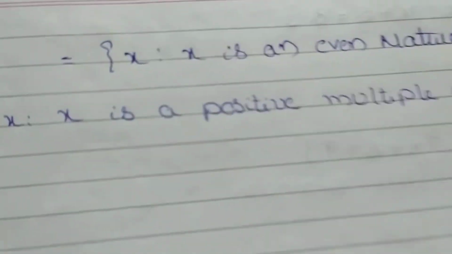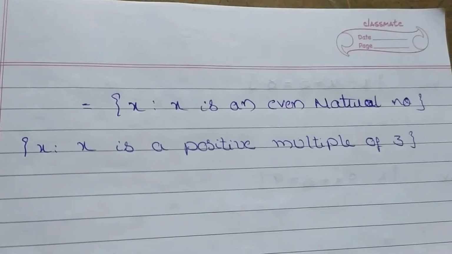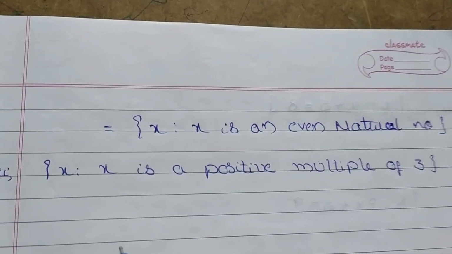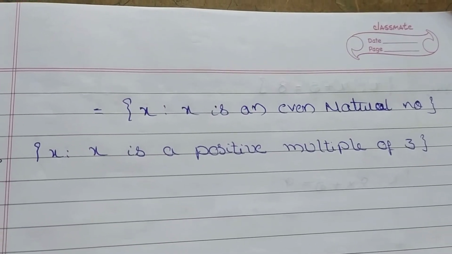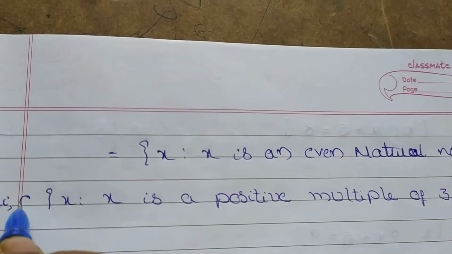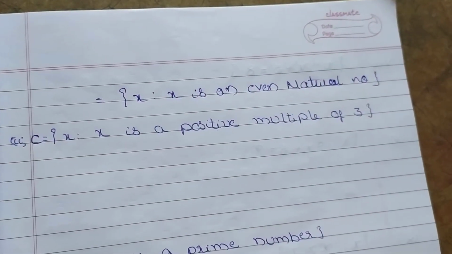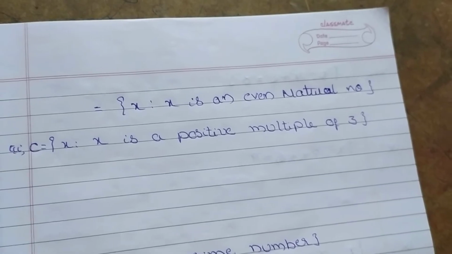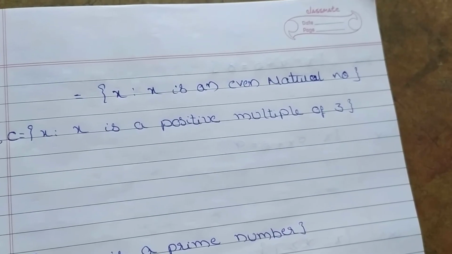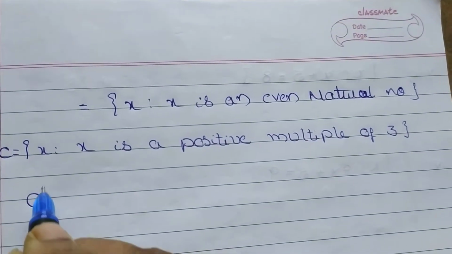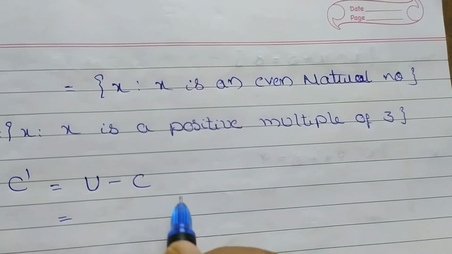Now, the third one, x such that x is a positive multiple of 3. If I remove all the positive multiples of 3, the remaining will be in this complement. So let C equal to x such that x is a positive multiple of 3. Multiple of 3 means 3, 6, 9 and so on. If I remove the multiples of 3 from the natural numbers, you will be getting the complement C dash as universal set minus C. Just substitute whatever sets they had given.